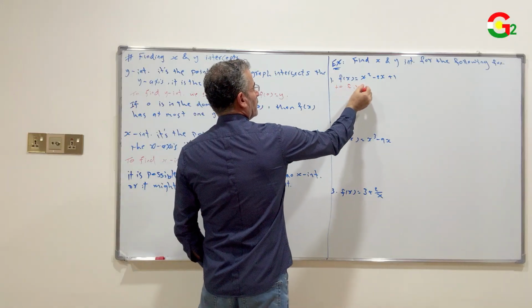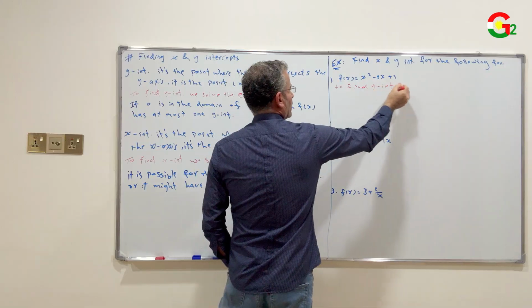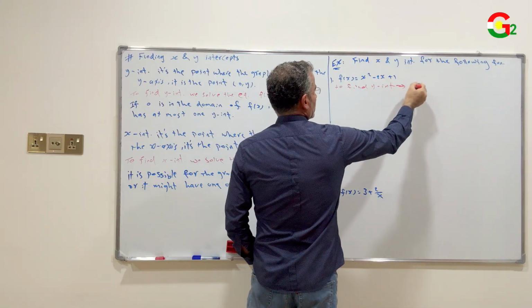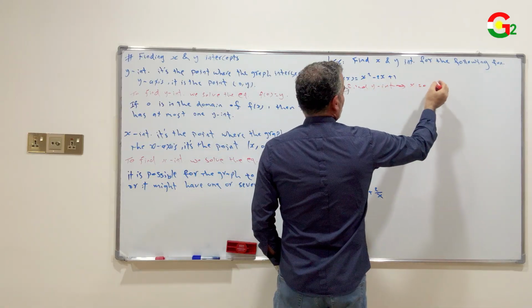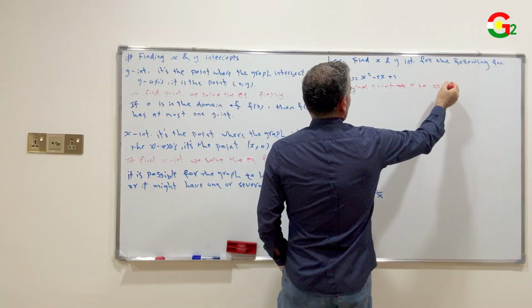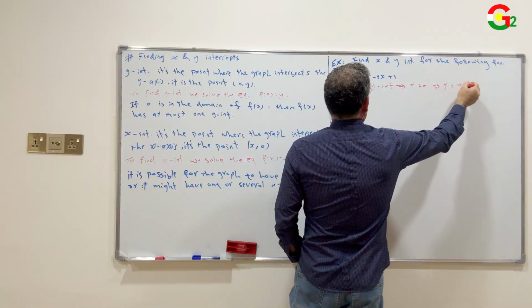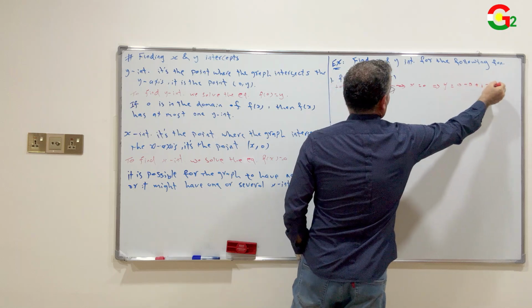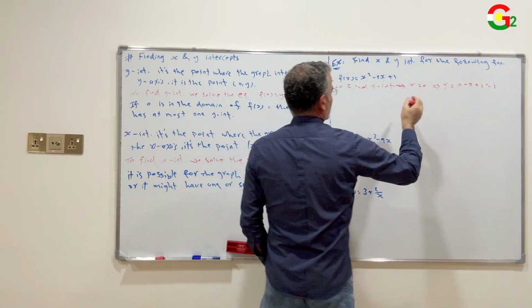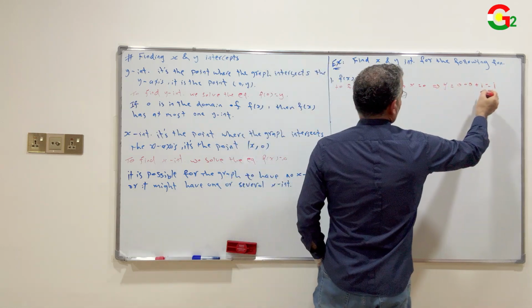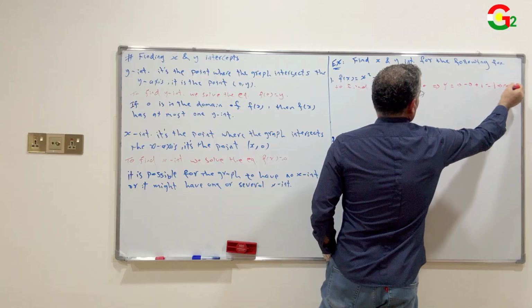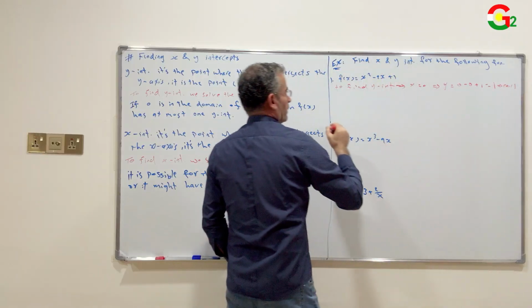To find the y-intercept, then set x equals 0. This gives me y equal to 0 minus 0 plus 1 equals 1. Then the y-intercept is (0, 1), the point (0, 1).